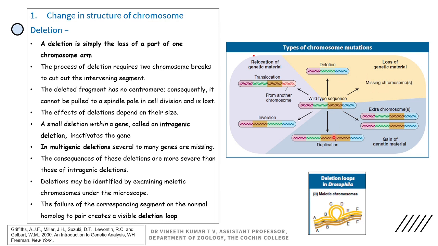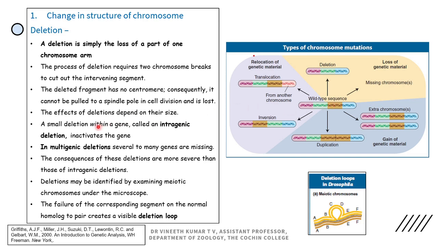The deleted fragment usually does not have the centromere. It will not, because a small piece is being lost from the chromosome, and usually in a deletion like this, that particular portion will not have the centromere. As a result, that particular piece will be lost from the chromosome. And the effect of deletion depends on the size. As I said, if there is only one gene, the effect will be less. If there are many genes, the effect of the mutation will be more.